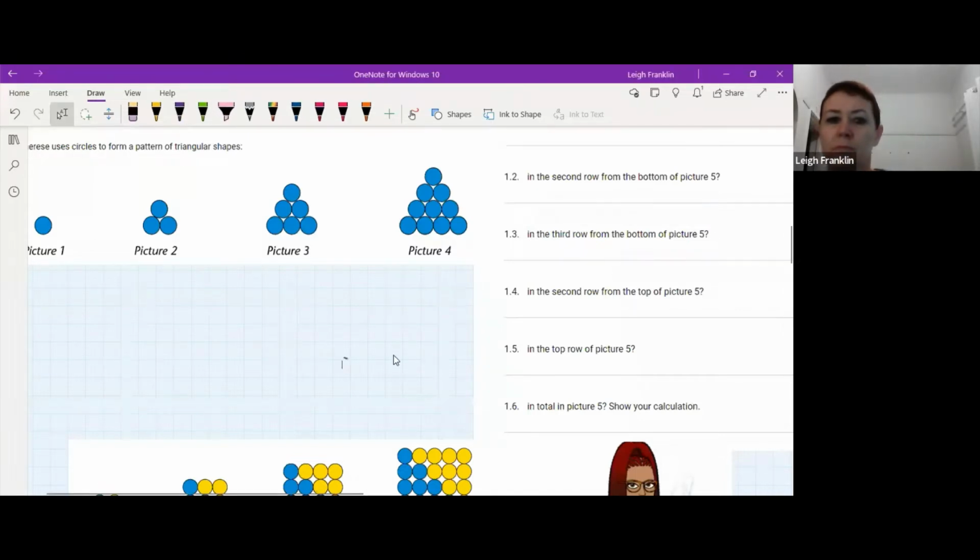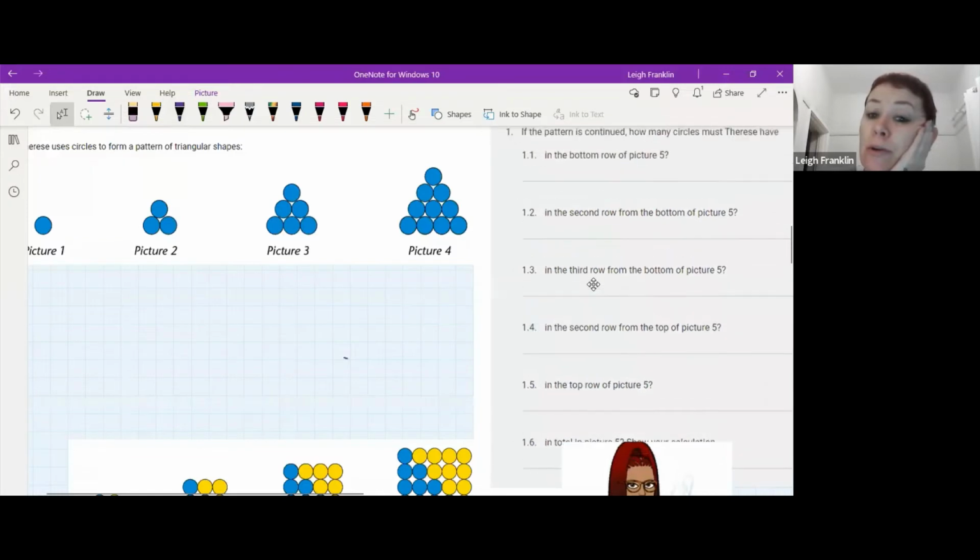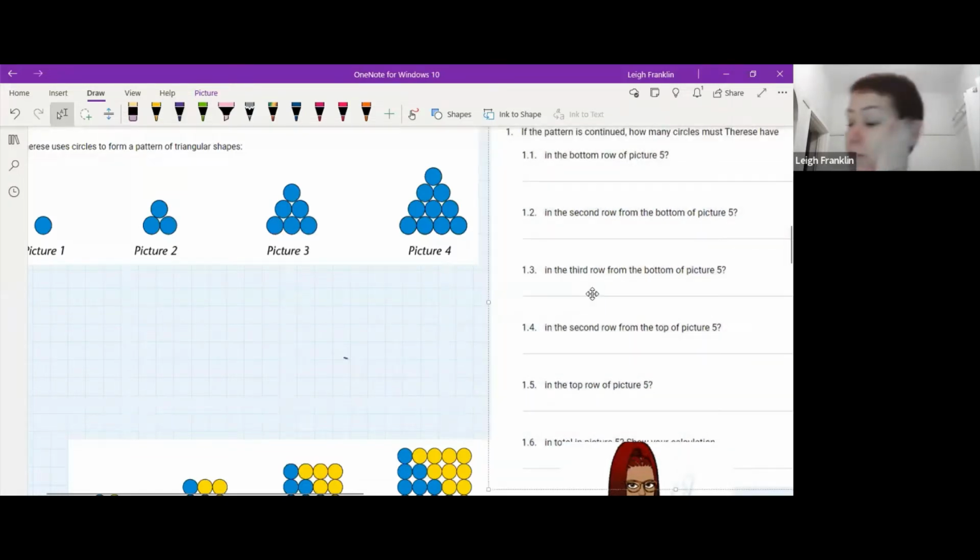Ma'am, can I please see picture number 5? There is no picture number 5, Itumeleng. You've got to imagine what picture number 5 looks like. Oh, right, so that's why it's application, because you now have to use what you see and then answer questions based on that.